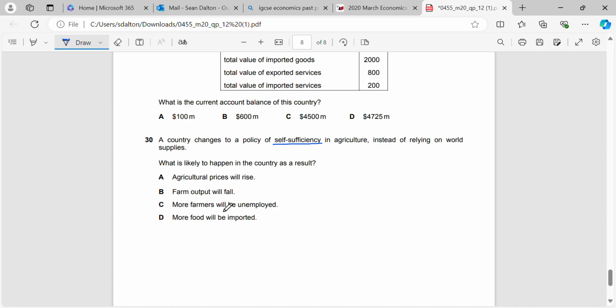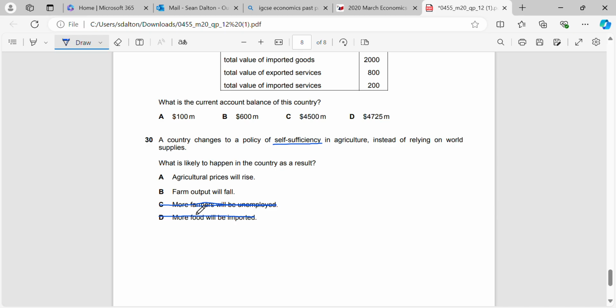Okay, so more food will be imported. That will be wrong, because they'll be making the food for themselves, they just won't be selling it. More farmers will be unemployed. That would also be wrong, because the farmers will just be working for themselves instead of working for others.